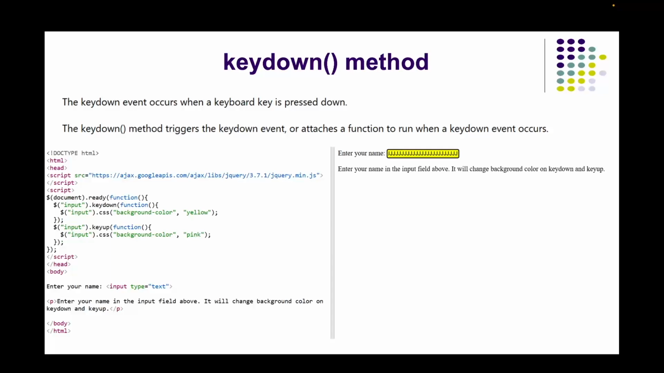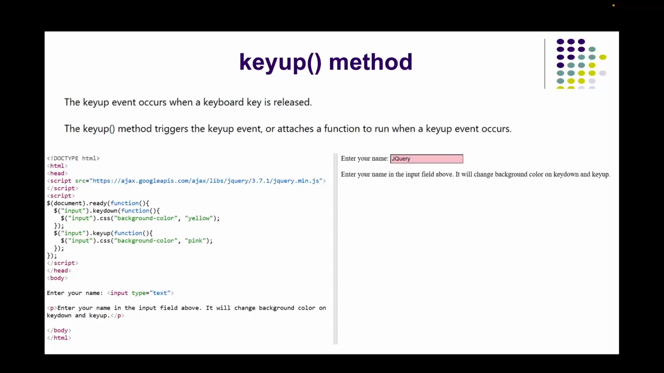Let's look at keyboard events. As you can see here, we use the .keydown function. So this fires the moment the key is pressed down. When the key is pressed, the background color is turned to yellow. And when the key is released, the background color is turned to pink. That is the keyup event that will occur when a keyboard key is released. So together, these create a visual flash effect as the user types.